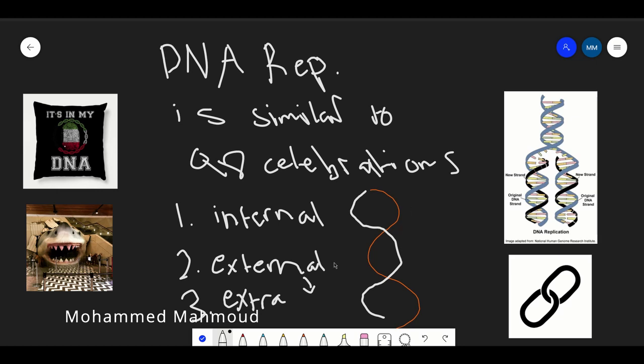For number two, external. External is not that external. We are still looking inside the nucleus. However, I would personally say that when the DNA replicates over and over, more and more, the DNA numbers have multiplied. The DNA numbers have increased. Therefore, we can have some form of similarity with the Kuwaiti population or with the Kuwaiti traditions.